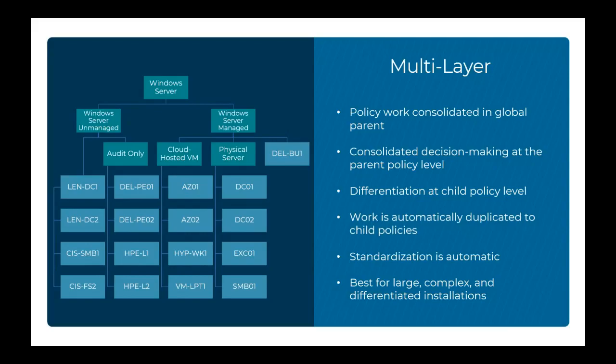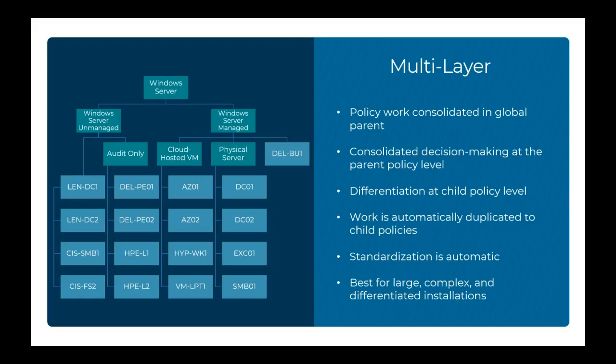So for example, if everything's turned off at the root level, I may turn a bunch of stuff on at the Windows Server managed level, and then a couple additional things at the physical and cloud-hosted VM level to do additional automations and additional data collection at those levels. So I still have all my work done at root.